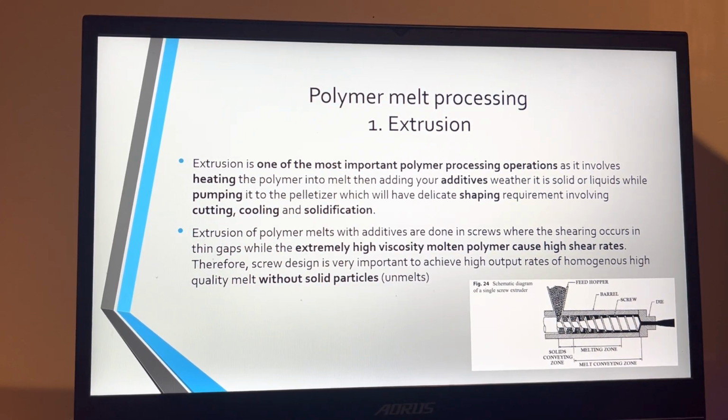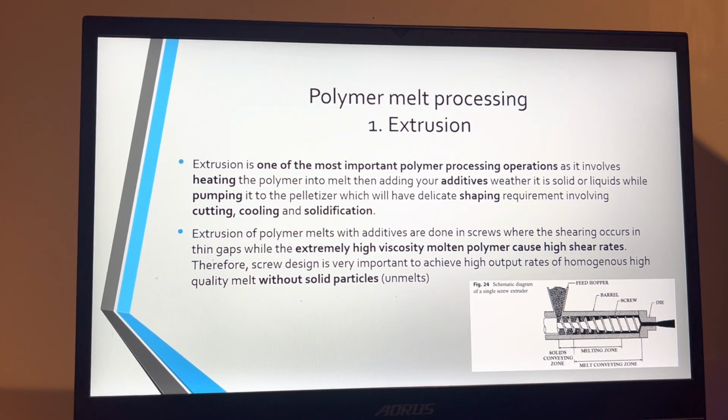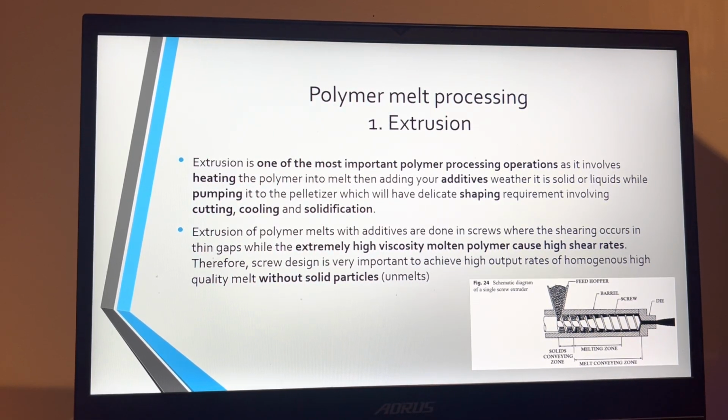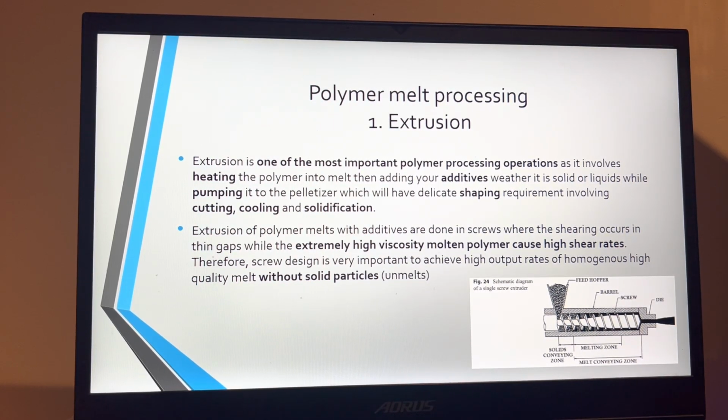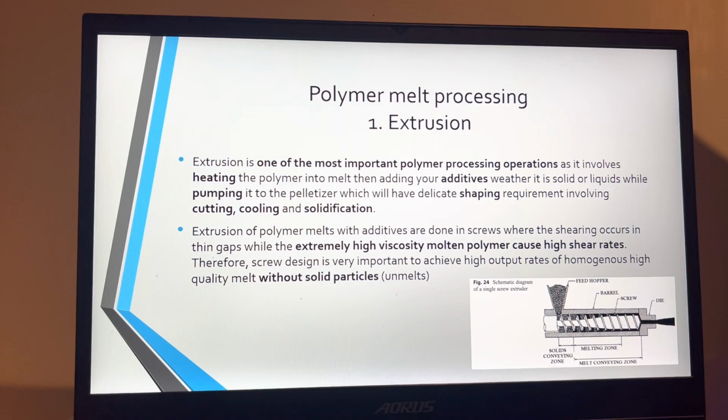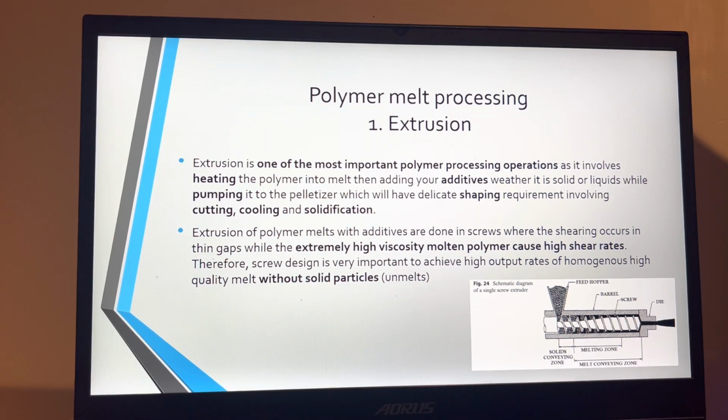Now let's discuss polymer melt processing. There are various ways to process the polymer melt. The most important is extrusion. Extrusion involves heating the polymer until it is melted, then adding your additives, whether solid or liquid, then pumping it through a screw until you reach your pelletizer.